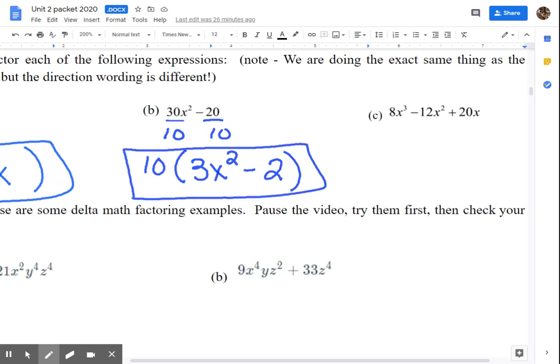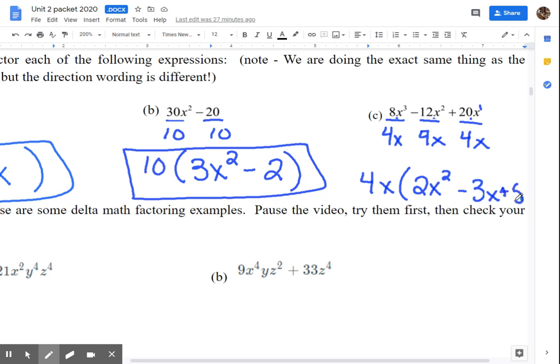Part C is a trinomial. I can take a 2 out, but a bigger number, a greatest common factor, would be 4. And there happens to be an x in each one of these terms. The smallest x exponent that matches is 4x to the 1. 4x, that's our GCF, so you put the leftovers inside. 8 divided by 4 is 2. Subtract your exponents, 2x squared minus 3x to the 1. 20x divided by 4x is a positive 5.